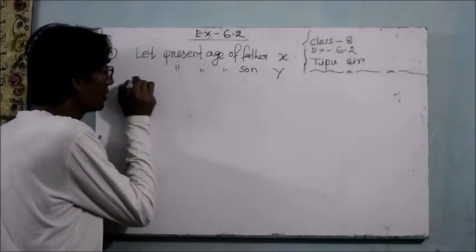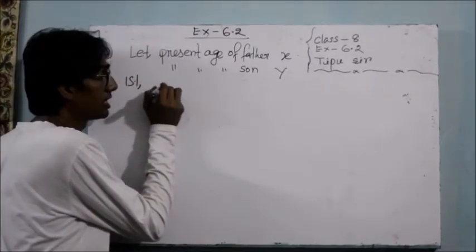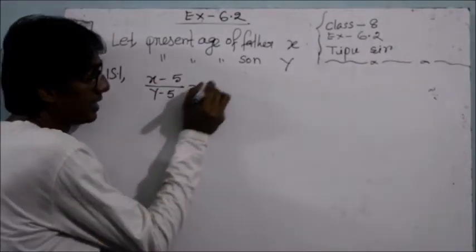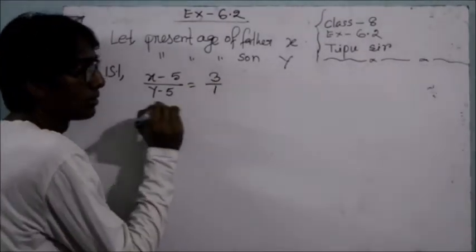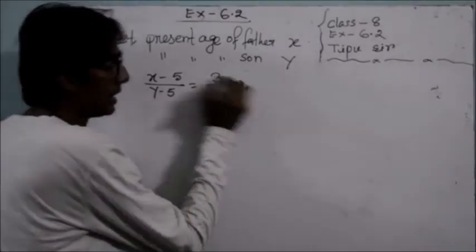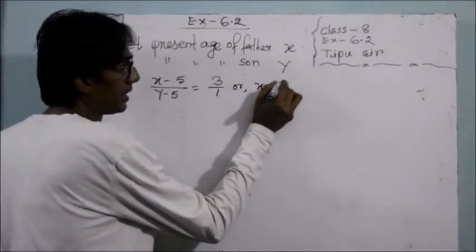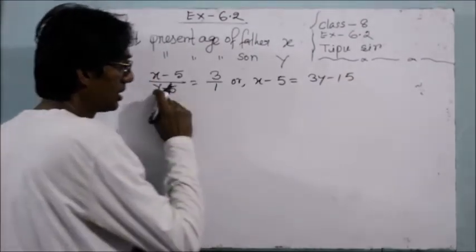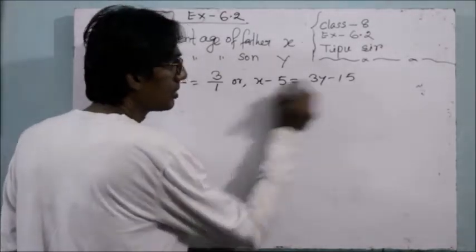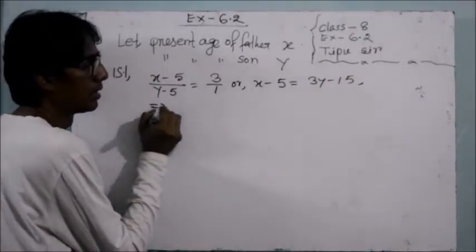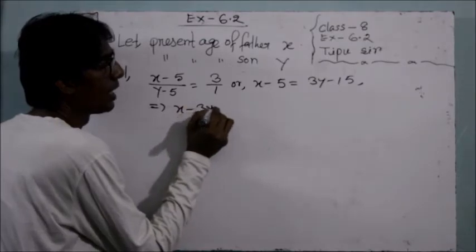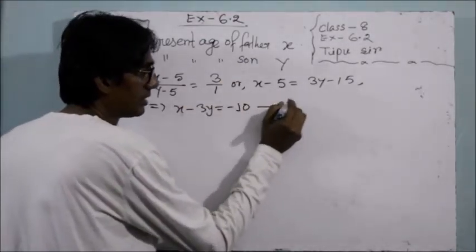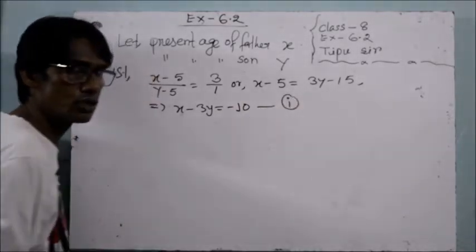So first condition here, 5 years before, that means x minus 5 is the father's age and y minus 5 is the son's age. It is given the ratio is 3:1. Okay, if we cross multiply, x minus 5 is equal to 3y minus 15, because 3 times 5 is 15, or x minus 3y. If I convert minus 5 to the right side, then it will be minus 10. This is the new equation form, which is equation 1.